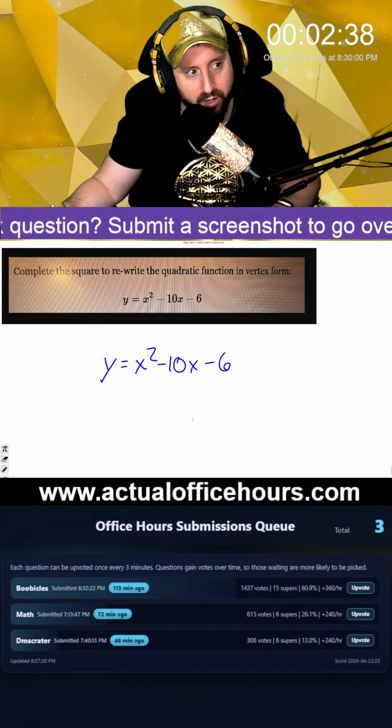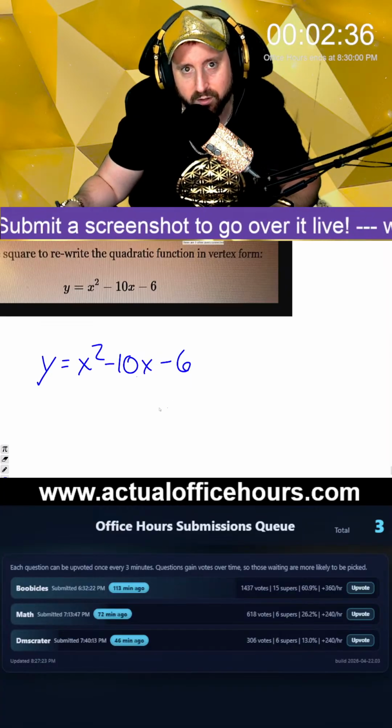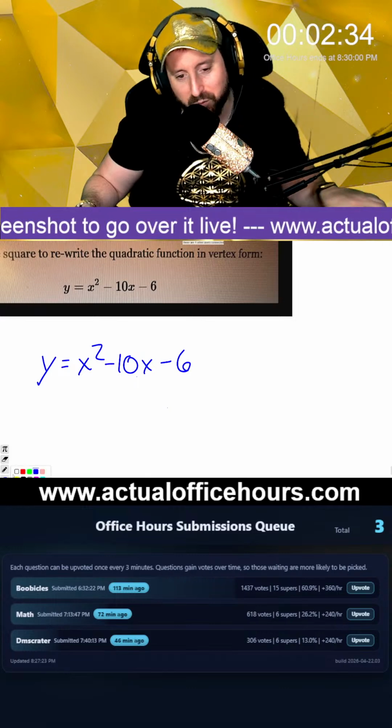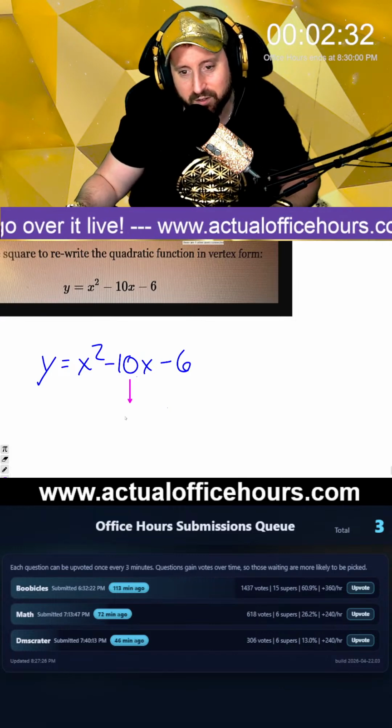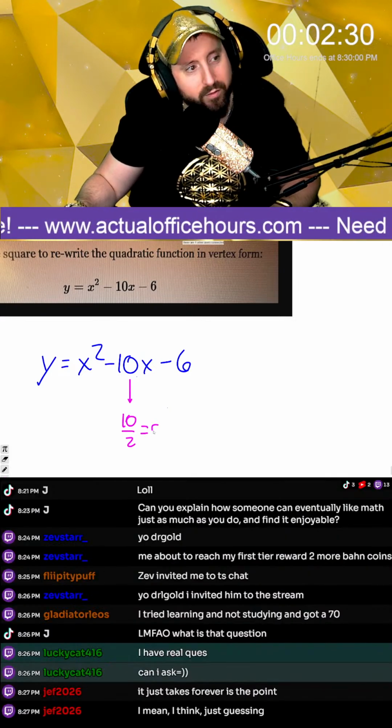Okay. Here, I'll show this one to you, Blue. We've done a lot of completing the square today, but this will kind of make sense, right? It just takes forever. Oh, that's the point. Okay, cool. So again, divide by 2. 10 over 2 is equal to 5.